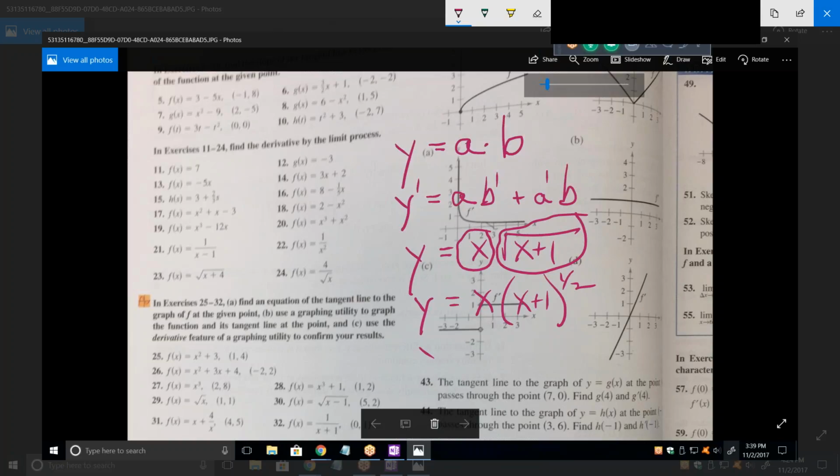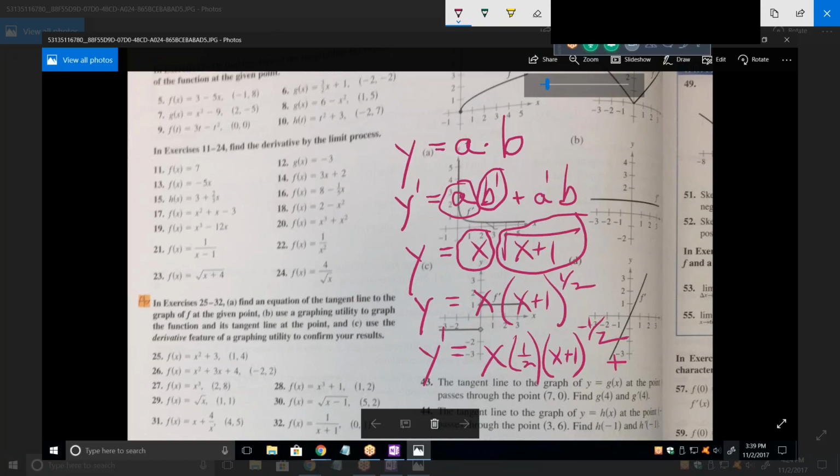Now let's apply the product rule. Well, the product rule says you start with a, that's x. Then you take the derivative of b, so I'm going to use the power rule on b, which is 1/2 times x plus 1 to the -1/2. That, I just took a times the derivative of b. Follow it? Okay.